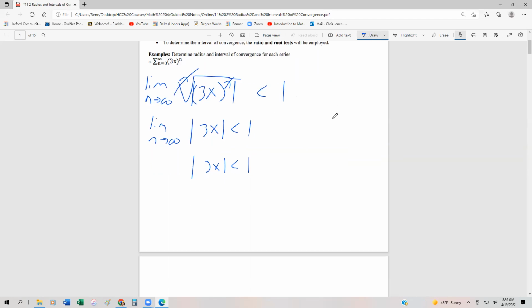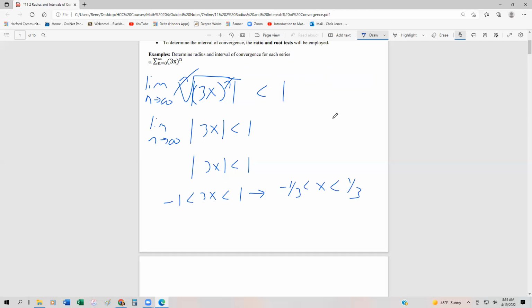If we write that as a regular inequality, we get -1 is less than 3x is less than 1. That's a compound inequality, and that's when this is going to be true. And then if we divide everything by 3, we get -1/3 less than x less than 1/3.